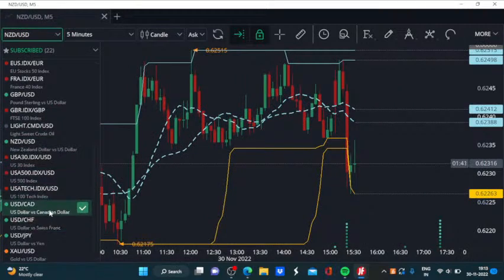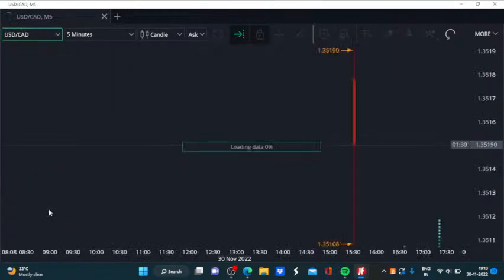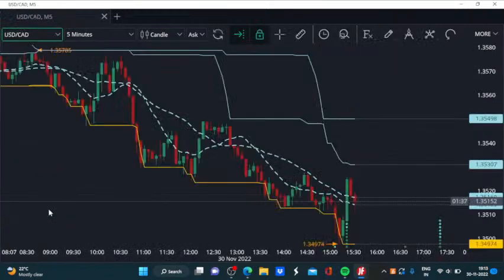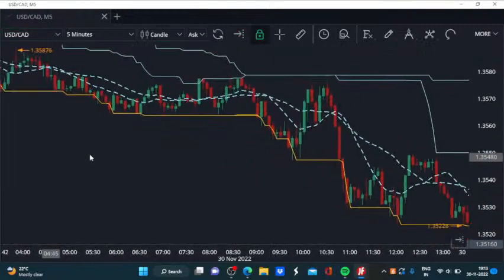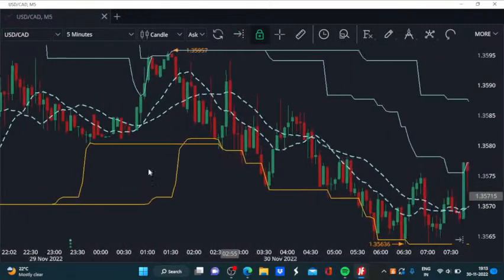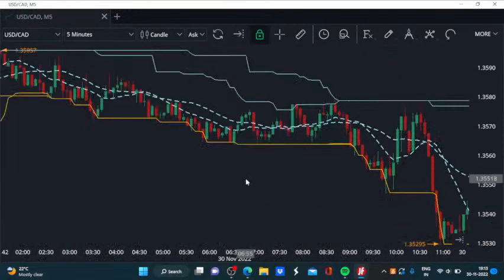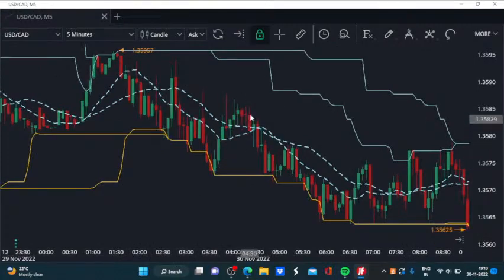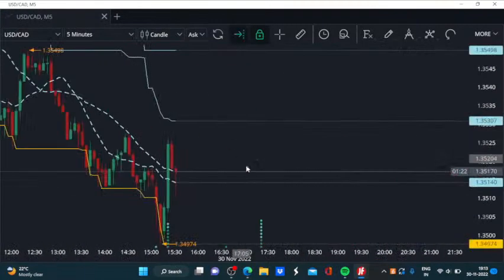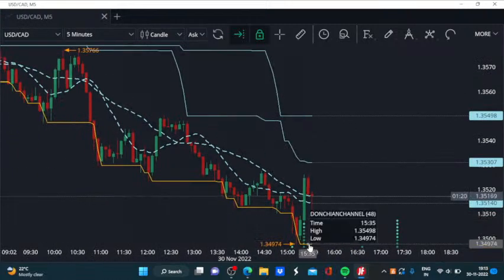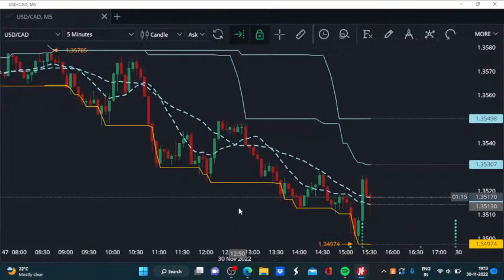Now let's invert the scale and consider the USD CAD. The USD CAD is also continuing to lose strength against the dollar. It has declined considerably in today's session, almost 100 pips. If we look at its highest point and its lowest point, it is almost close to 100 pips. Even now, it is in the bear grade.